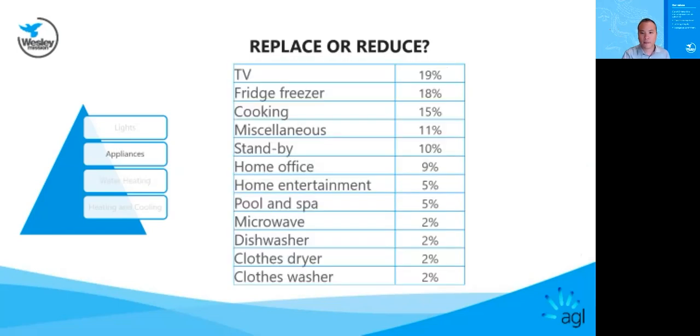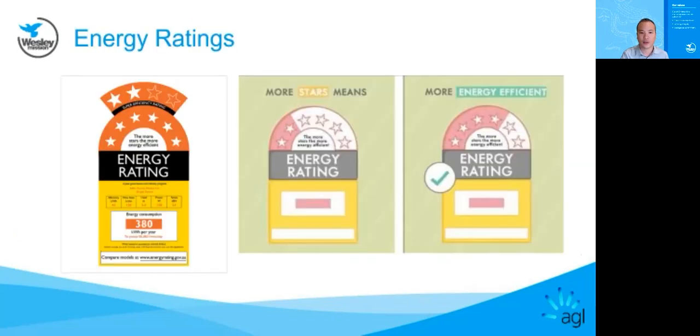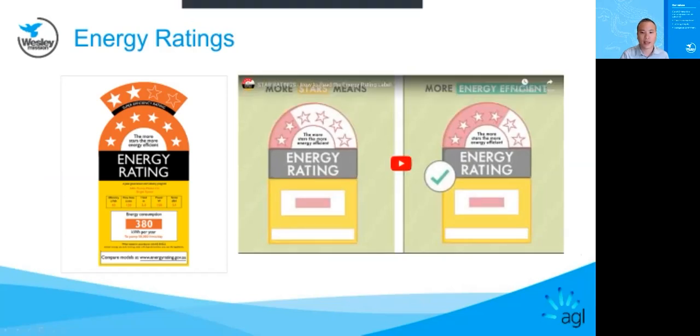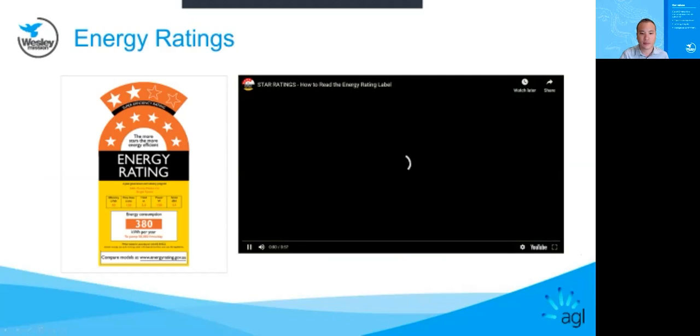When it comes to your appliances, you can think about replacing or reducing. So you've got your TV is the biggest culprit. And we need to think about what energy rating you have on each one of your appliances. This sticker means a lot. And I'll play a video to help us understand how to read these stickers.